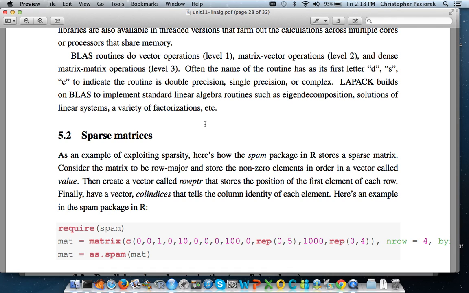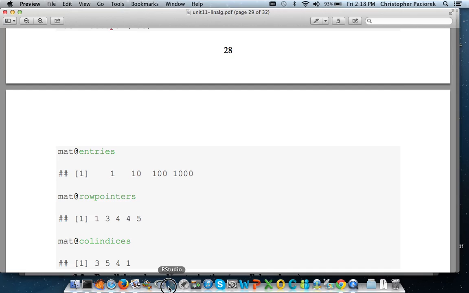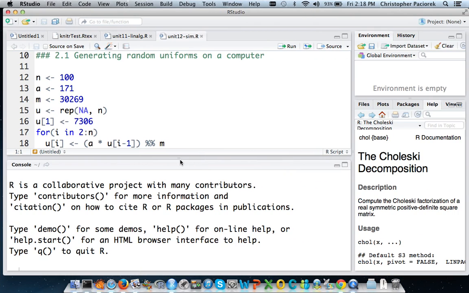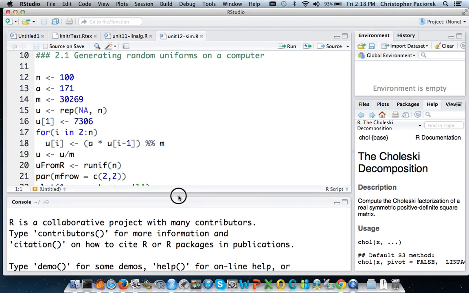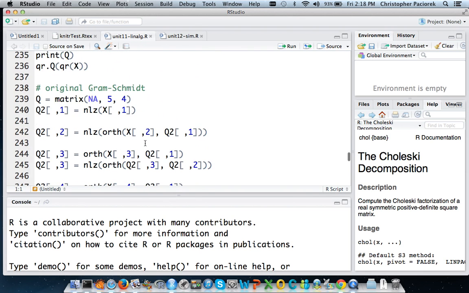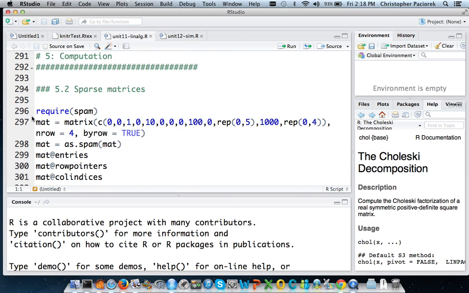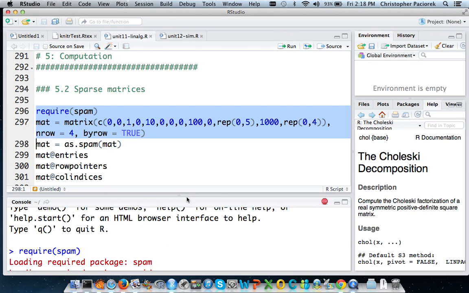So if we actually looked at the spam package in R, what we'll see is something slightly different than what we just did there. It's called a compressed sparse row format, or CSR. So where is it here? Okay, so another reason I wanted to show this was because we'll see a little bit of S4 object-oriented syntax from R.